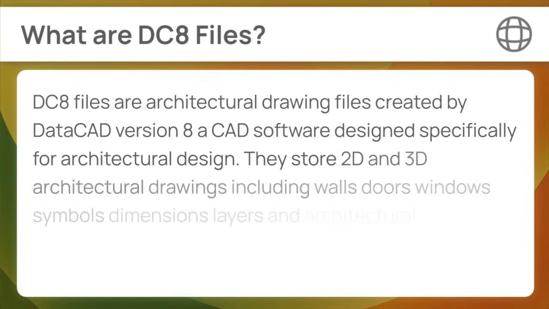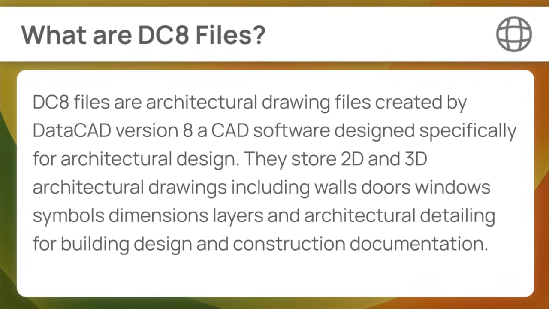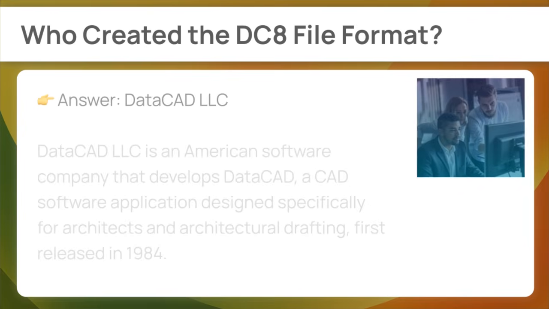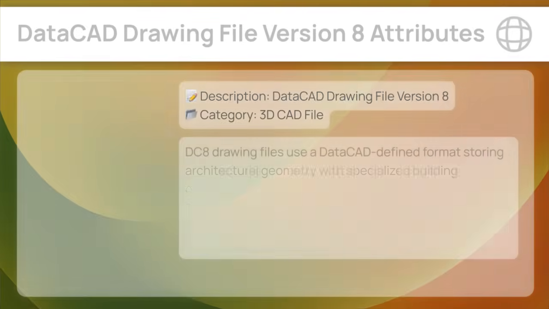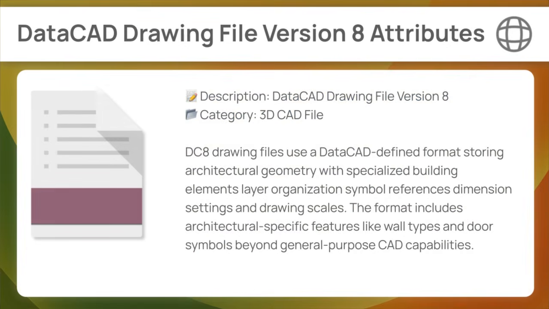DC8 files are architectural drawing files created by DataCAD version 8, a CAD software designed specifically for architectural design. They store 2D and 3D architectural drawings, including walls, doors, windows, symbols, dimensions, layers, and architectural detailing for building design and construction documentation. DC8 drawing files use a DataCAD-defined format, storing architectural geometry with specialized building elements, layer organization, symbol references, dimension settings, and drawing scales.